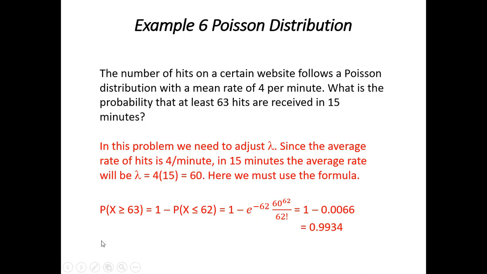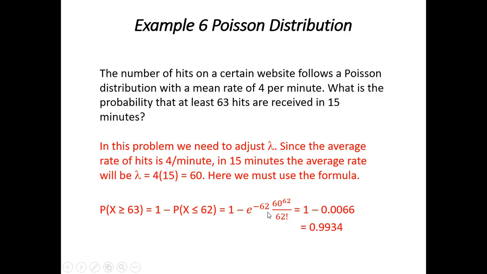So to calculate the probability x is greater than or equal to 63, we first see we have a greater than or equal to probability, so we could solve that using the complement. So this is 1 minus the probability x is less than or equal to 62. So this would be 1 minus e to the minus 60 times 60, that's our lambda, to the 62 over 62 factorial, right? That's our x factorial term.